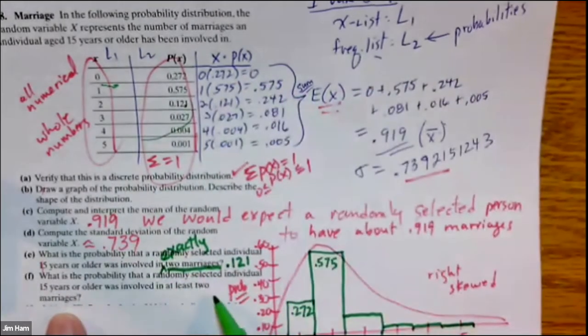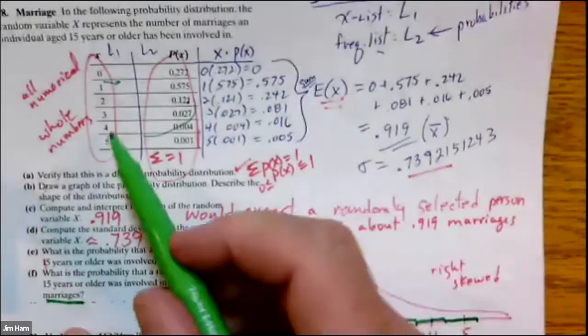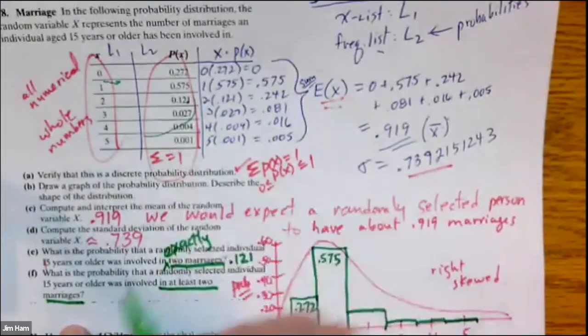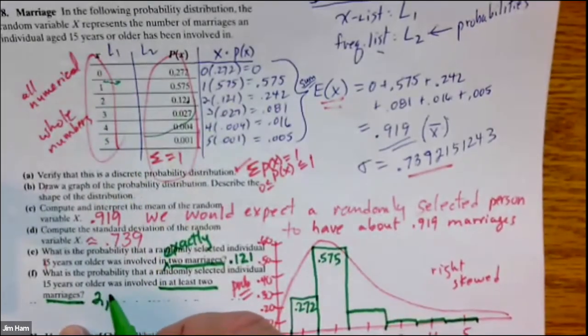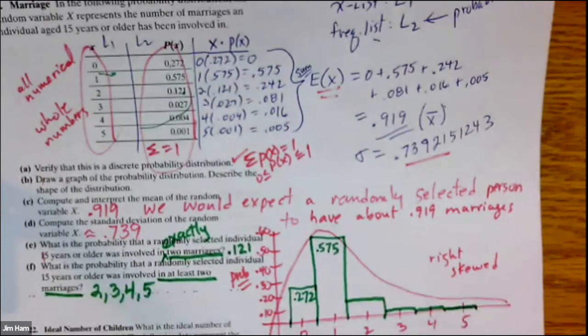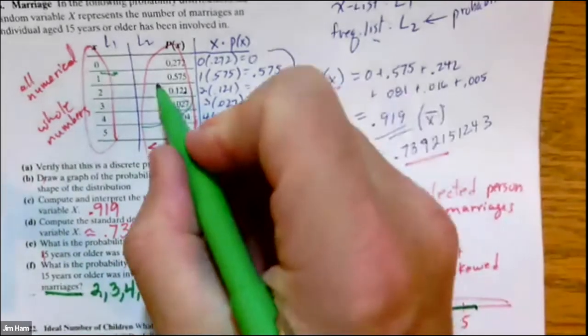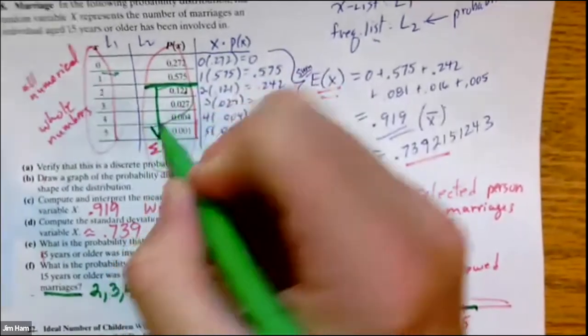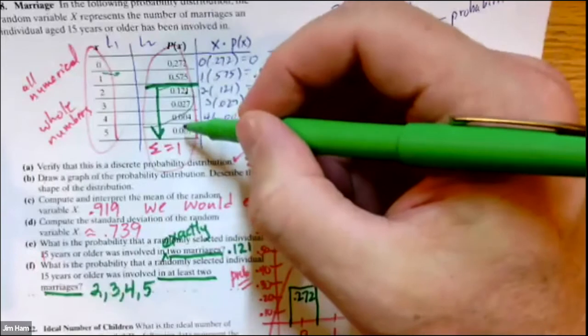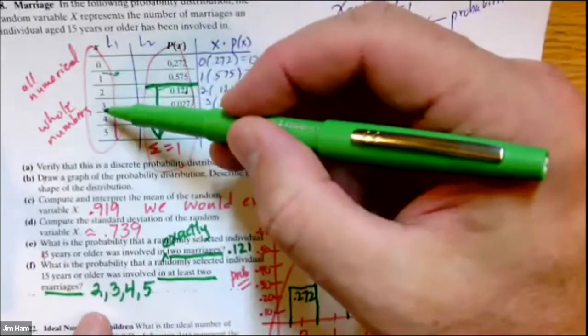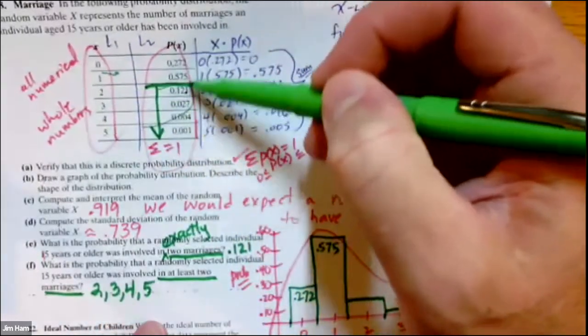And what's the probability that a randomly selected individual was involved in at least 2 marriages? So when you look at all of our possible outcomes, at least 2 means 2 or 3 or 4 or 5. So then you'd have to count up all the probabilities, or just add up all these probabilities corresponding to 2, 3, 4, and 5. So add up those 4 numbers.